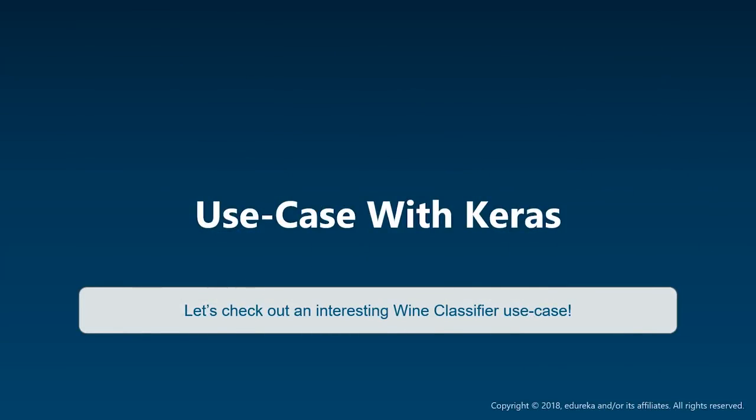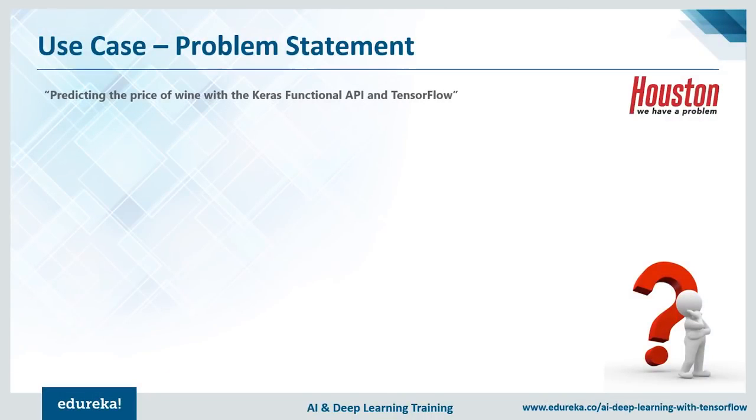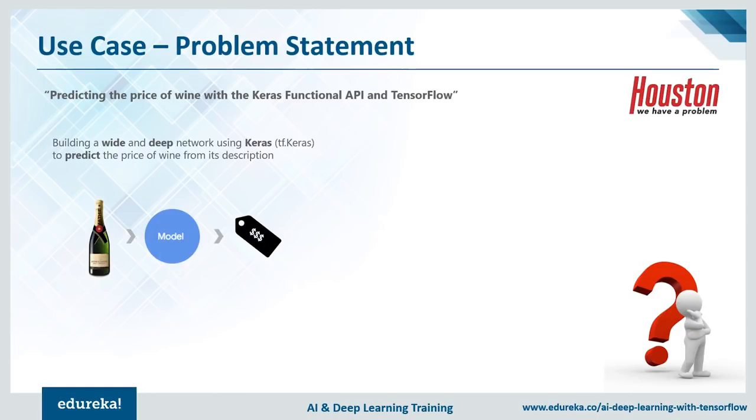And now, guys, let's spice things up a bit. I'm sure you guys were curious about the use case, so let me walk you through the entire thing. Well, we'll be checking out a wine classifier in this use case, so let's begin by checking out our problem statement. So we're trying to predict the price of a bottle of wine just by knowing the description and the variety of wine. Well, we can work this out with the Keras functional API and TensorFlow.